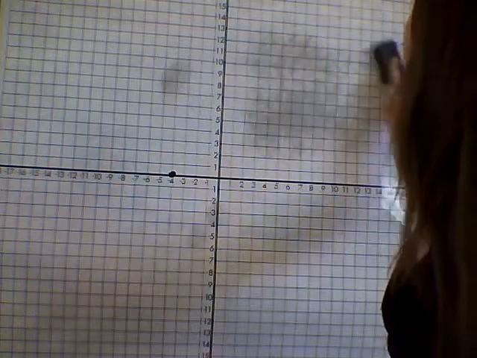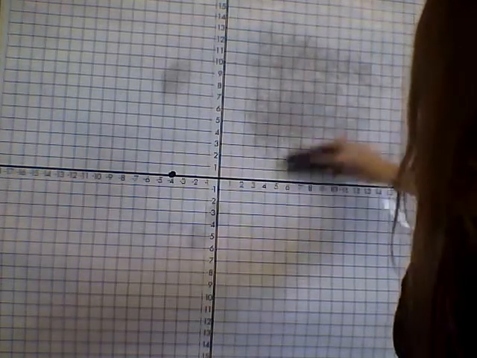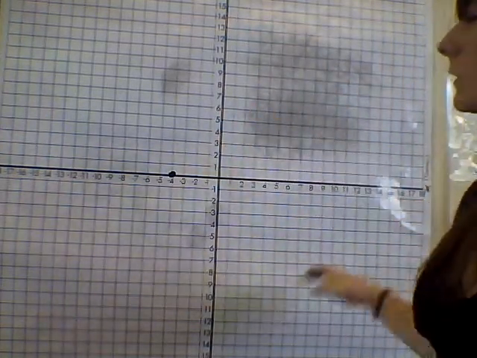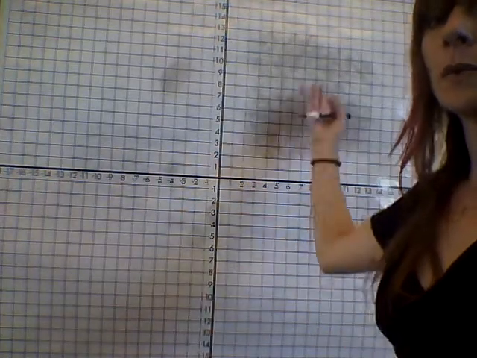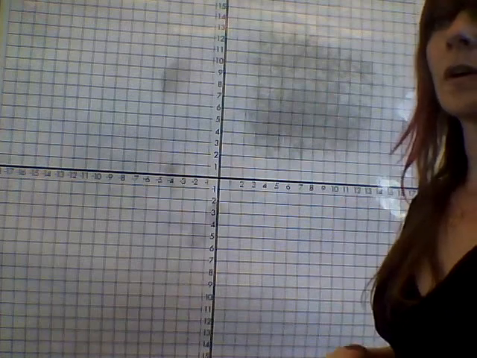The set of all of the x coordinates is called the domain. The set of all the y coordinates, when you have a set like that in a data table, is called the range.